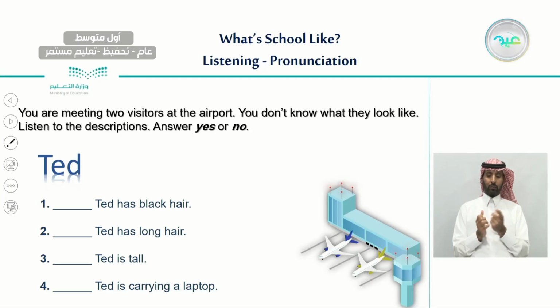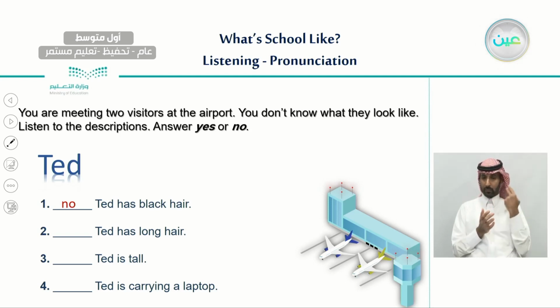So, for the first one, Ted has black hair. Ted has black hair. What do you think of this sentence? Did Ted say that he has black hair? Very good. The answer is no. Ted said that I have brown hair.